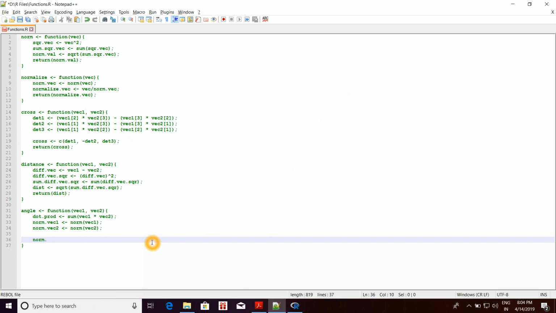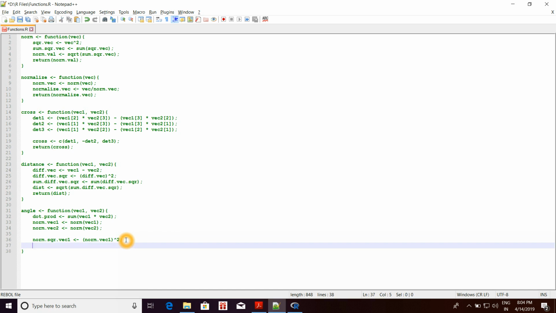Norm dot square dot vec1 is equals to norm dot vec1 and then square. Next we just copy paste it. So it will be vec2, all will be same instead of these two.